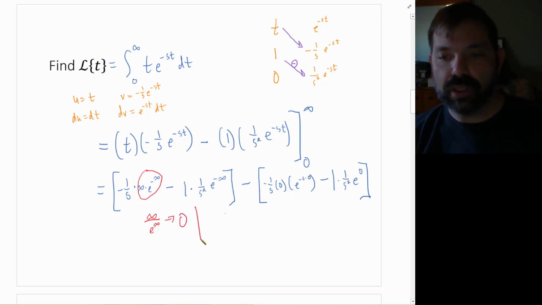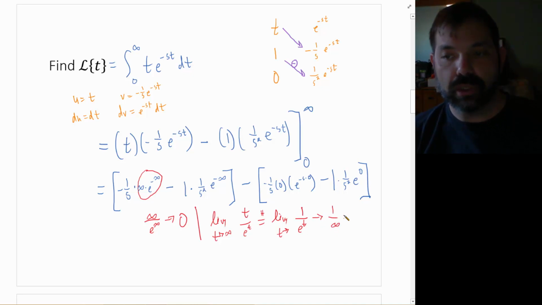Now, officially what we should have said is, what's the limit as t approaches infinity of t over e to the t. And applying L'Hopital's rule, that would be the limit as t approaches infinity of 1 over e to the t, which then goes to 1 over infinity, which is clearly 0. That's the official way.